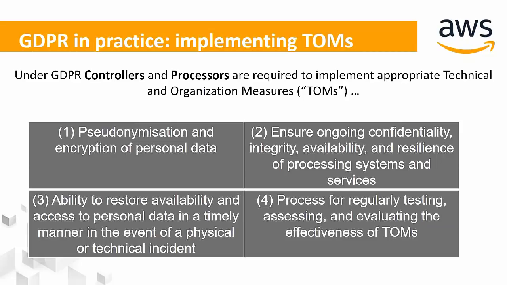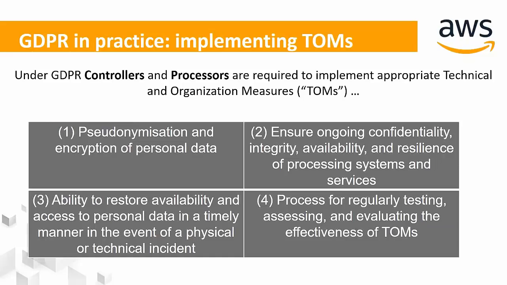And the second one is to ensure the ongoing confidentiality, integrity, availability, and resilience of processing systems and services. So that means you have to make sure that the applications, the data center, everything is secure and is protecting this personal data. The third one is the ability to restore availability and access to personal data in a timely manner in the event of a physical or technical incident.